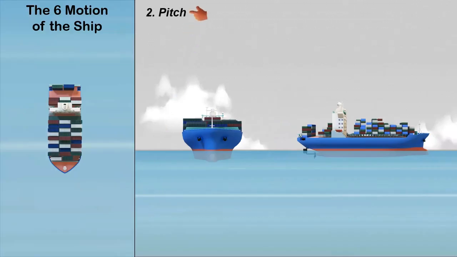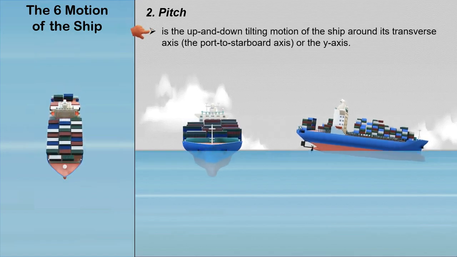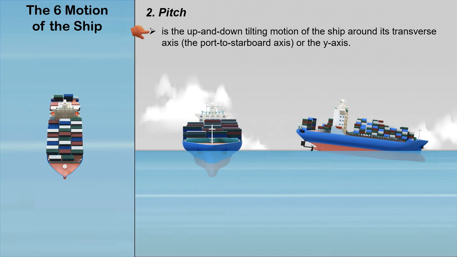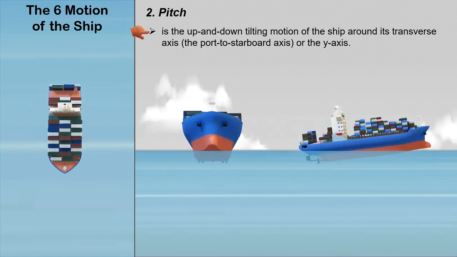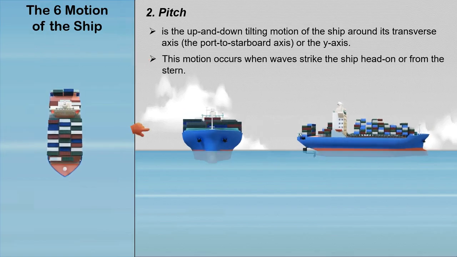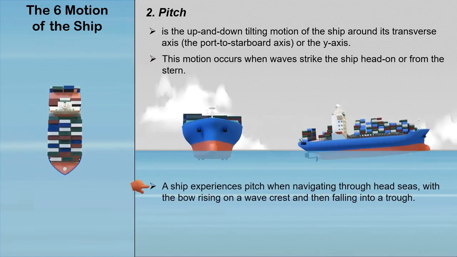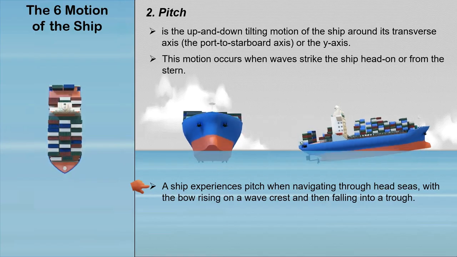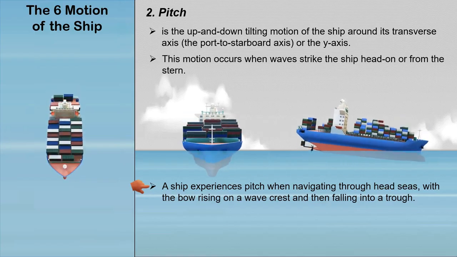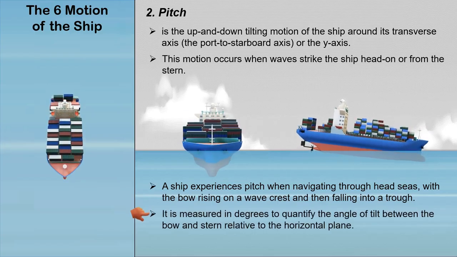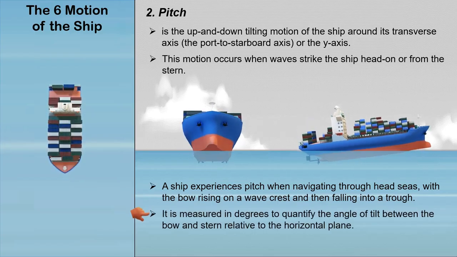The next motion of a ship is pitch. Pitch is the up and down tilting motion of the ship, around its transverse axis, the port to starboard axis, or the y-axis. This motion occurs when waves strike the ship head-on or from the stern. A ship experiences pitch when navigating through head seas, with the bow rising on a wave crest and then falling into a trough. It is measured in degrees to quantify the angle of tilt between the bow and stern relative to the horizontal plane.